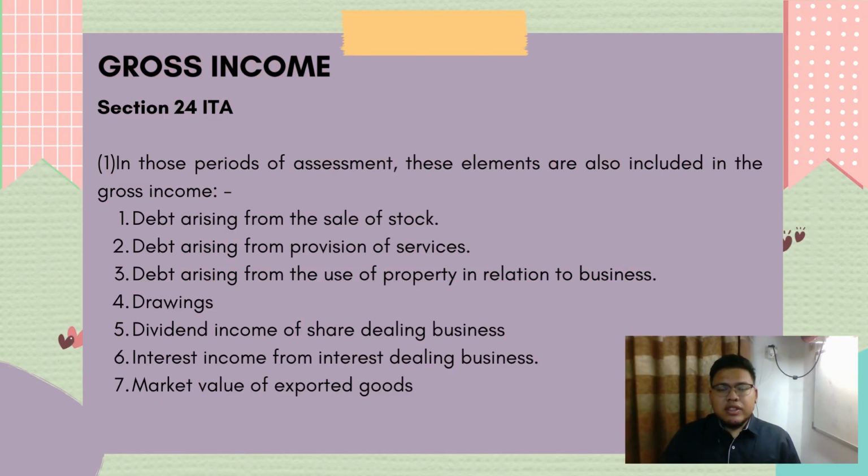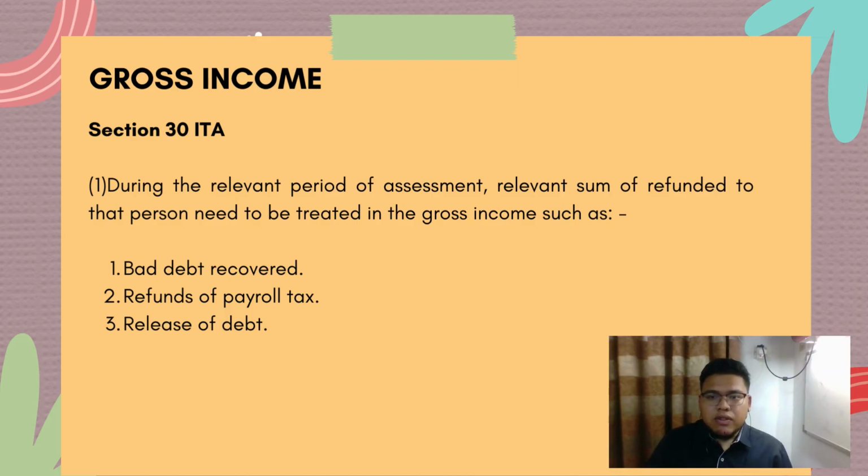Next, Section 24 of the Income Tax Act. In the period of assessment, these elements are also included in the gross income: debt arising from the sales of stock, debt arising from provision of service, debt arising from the use of property in relation to business, drawings, dividend income of share dealing business, interest income from interest dealing business, and also market value of exported goods. Also, for Section 30 of the Income Tax Act, during the relevant period of assessment, relevant sums refunded to the person need to be treated in the gross income, such as bad debt recovered, refund of payroll tax, and also release of debt.